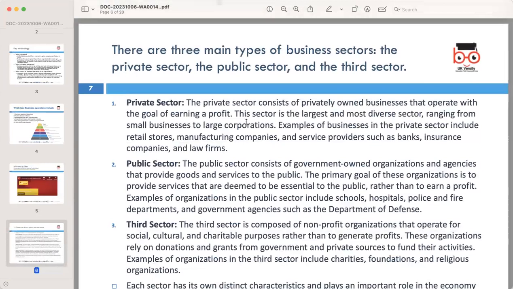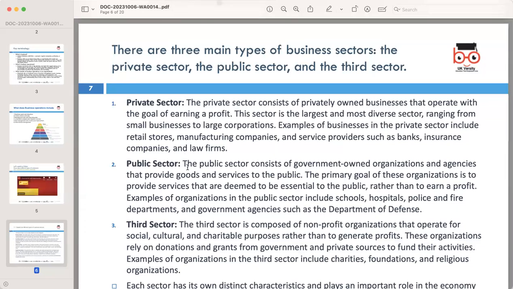So types of businesses. There are three main types of business sectors: the private sector, the public sector, and the third sector. First one is the private sector. The private sector comprises privately owned businesses that operate with the primary aim of making a profit. This sector encompasses a wide range of businesses from small local enterprises to large corporations, including retail stores, manufacturing companies, and financial services providers.